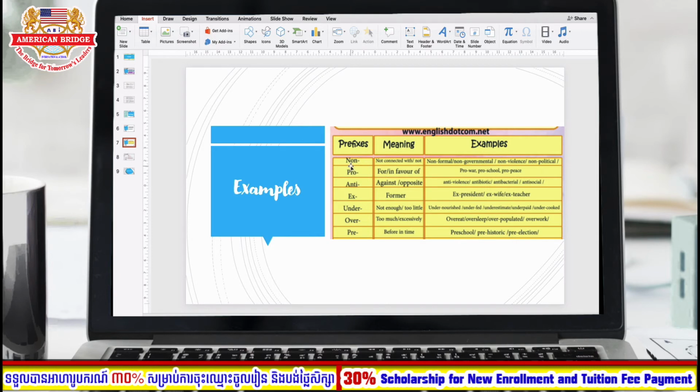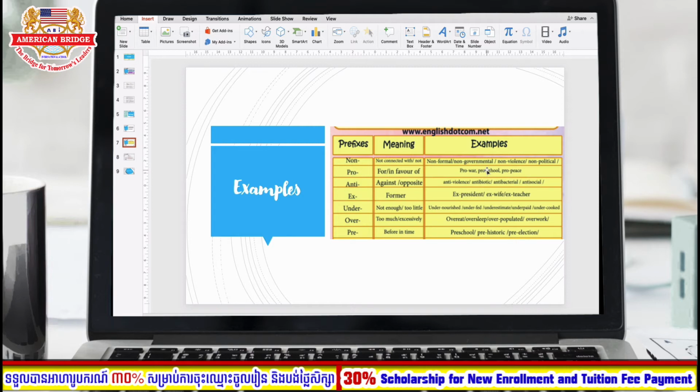So when you see the prefix non, you can guess that it is not connected with, or it simply means not. For example, when we say the word formal or non-formal, non-formal means it is not connected to formal. When we say governmental, non-governmental, it means this word has the opposite meaning.